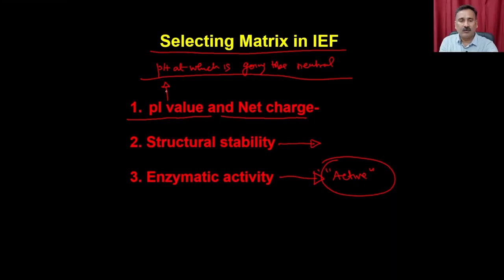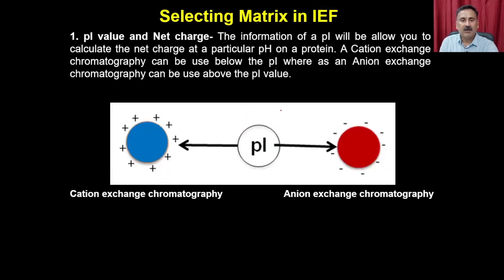Now, how are you going to exploit the pI value and calculate the net charge? The information of the pI will allow you to calculate the net charge on a protein at a particular pH.